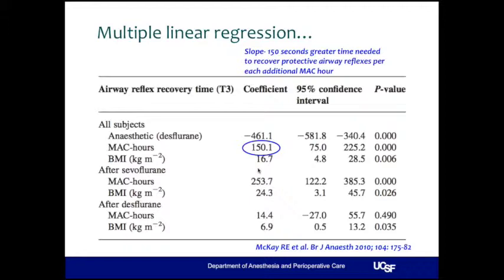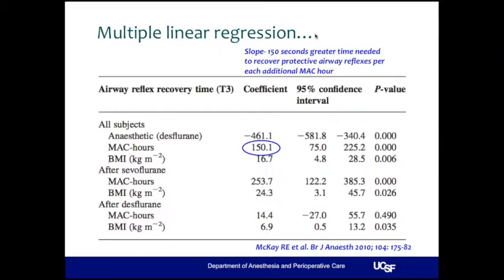So here's the results of the multiple linear regression. And just not to belabor this, but we can see that the impact of MAC hours here has a coefficient of 150. We will go into greater detail in a few minutes on what all of this means, but what we can say is that this is the slope of a line, and this value says 150 with a p-value of 0.